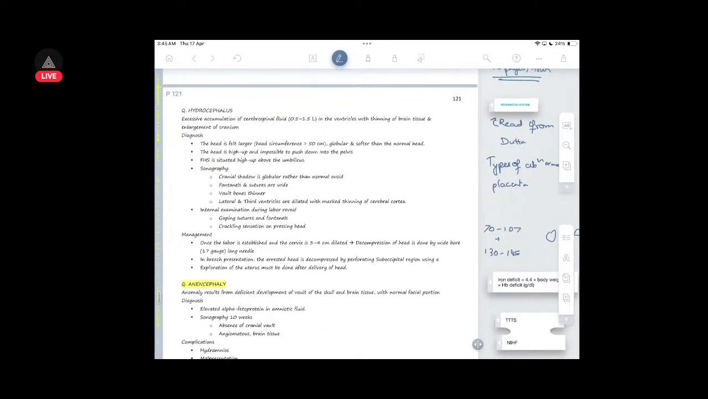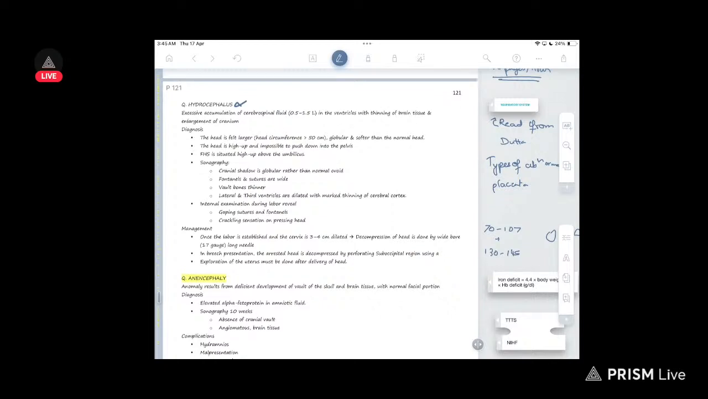That's the only thing about anencephaly. Hydrocephalus is expressive. You really don't need to do this.